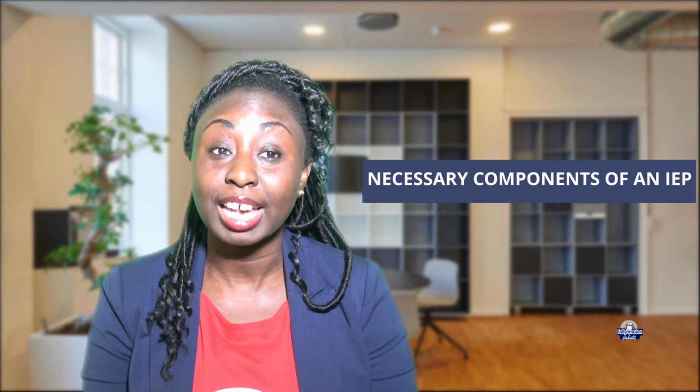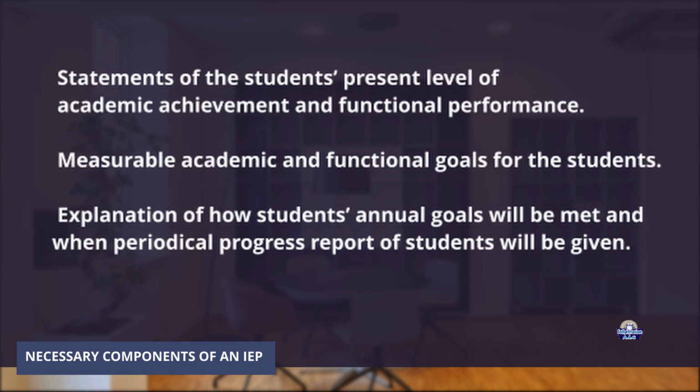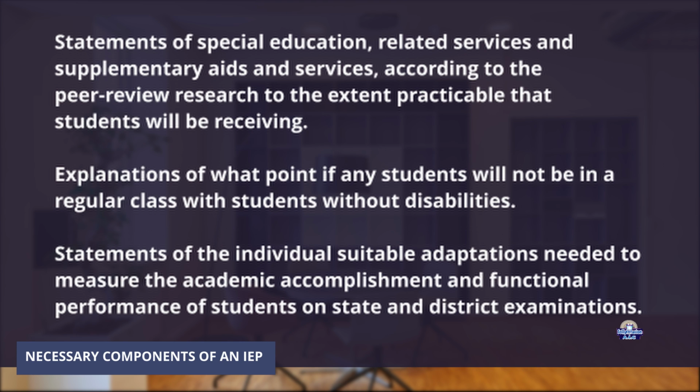Necessary components of an IEP. Statements of the student's present level of academic achievement and functional performance. Measurable academic and functional goals for the student. Explanation of how the student's annual goals will be met and when periodic progress reports will be given. Statements of special education, related services, and supplementary aids and services, based on peer-reviewed research to the extent practicable, that the student will be receiving.